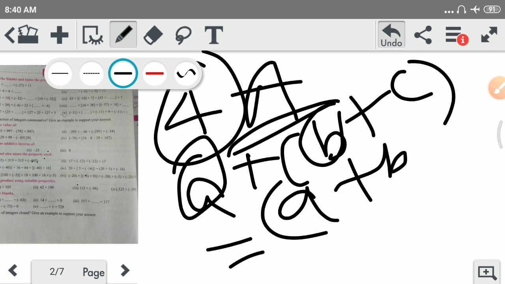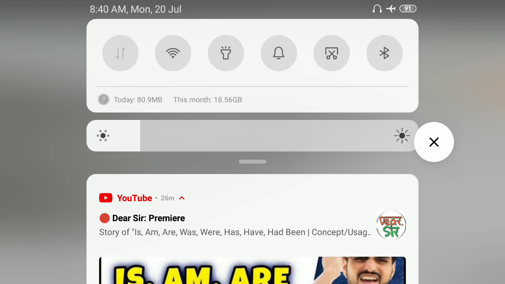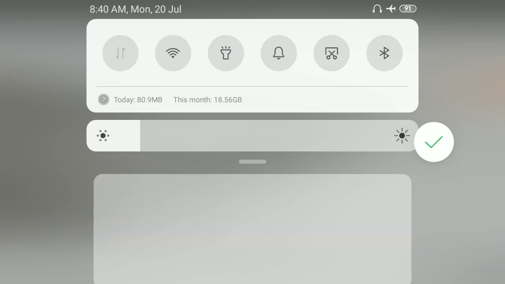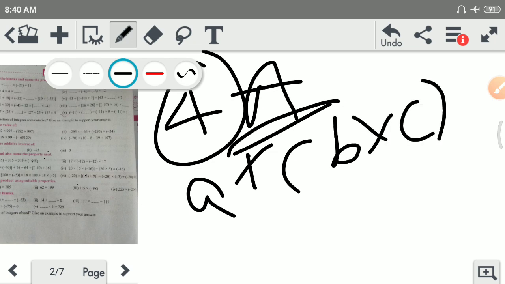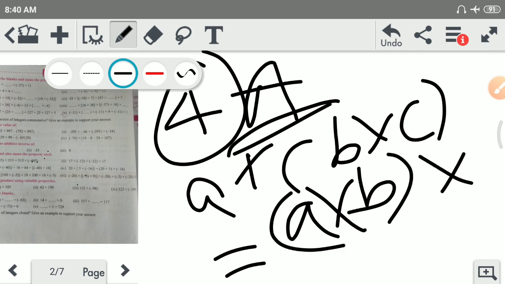Now similarly for multiplication, A into B into C is equal to A into B into C. Okay, if it is equal, then you can say integers satisfy your associative property. Multiplication satisfies your associative property. Here also division will not satisfy your associative property. Clear?